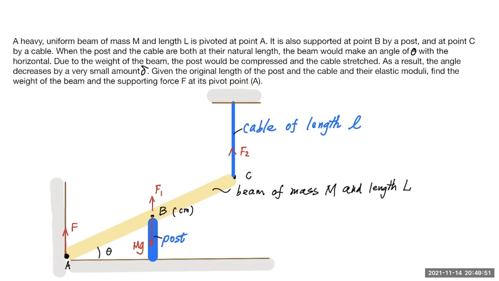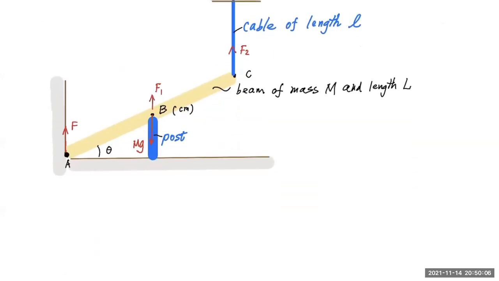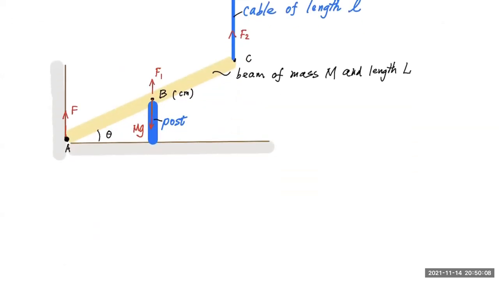How do we work that out? We look at how much the post has been compressed. Without any compression, the angle the beam makes with the horizontal is theta. Now, as the beam gets compressed, the angle theta changes by a small amount. The amount is delta, and from delta and the length of the beam, I can find the amount of compression of the post, and that's done with a simple geometrical consideration. Let's see how we can do that.